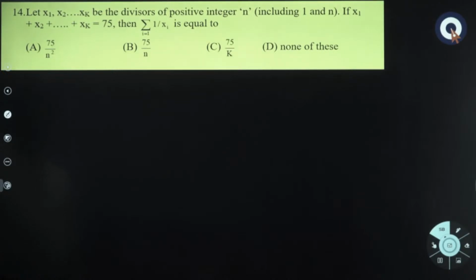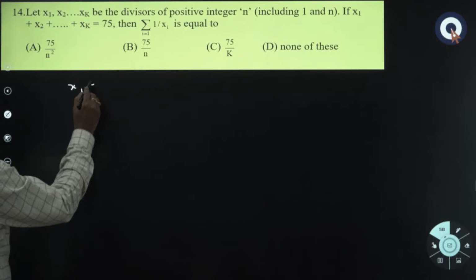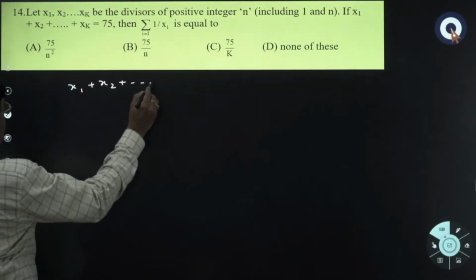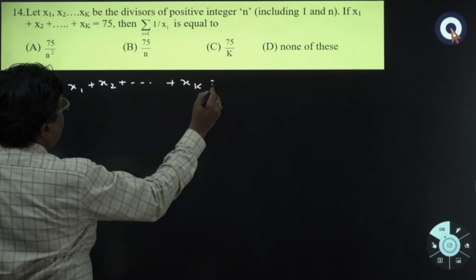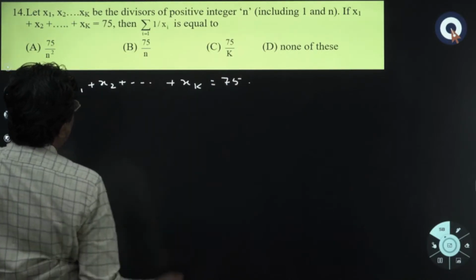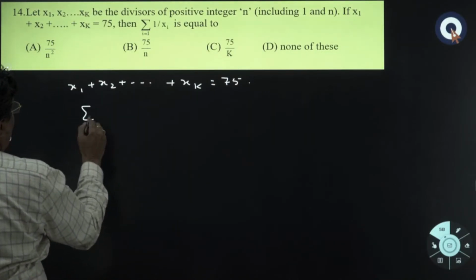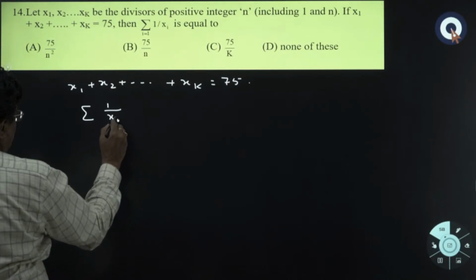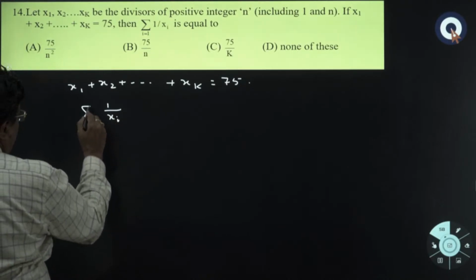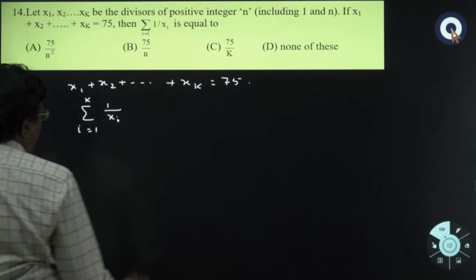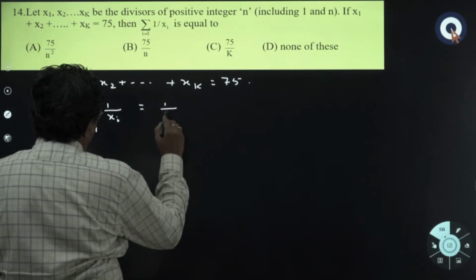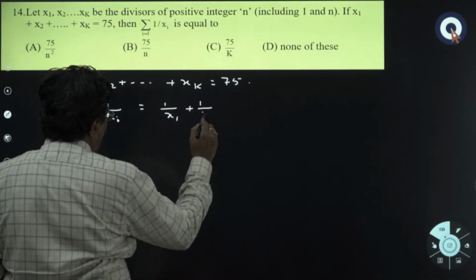Let x1, x2, and so on up to xk be the divisors of the positive integer n, including 1 and n. If x1 plus x2 plus so on plus xk is equal to 75, then we want the sum of 1 by xi, i ranging from 1 to k. So that means what we want is 1 by x1 plus 1 by x2 plus so on.